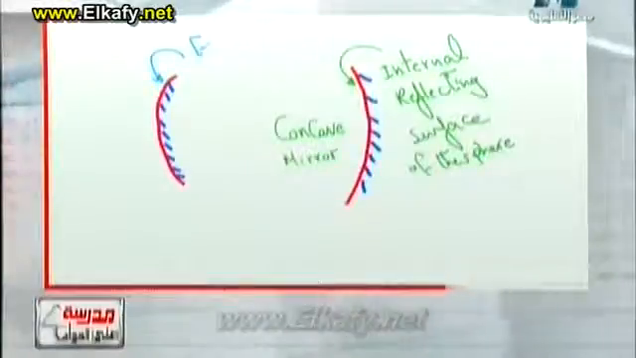If we have the external reflecting surface of the sphere like that, external which means outer, then the inner part is the back, the part we don't want. So here we have the external reflecting surface of the sphere. So here we have a convex mirror.